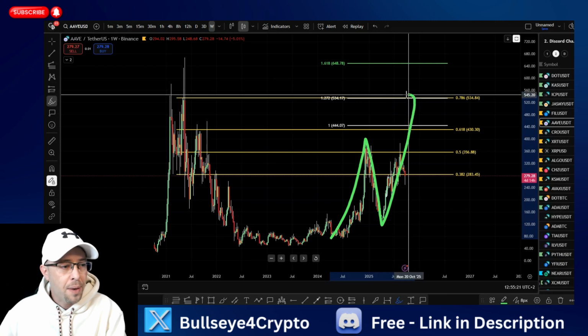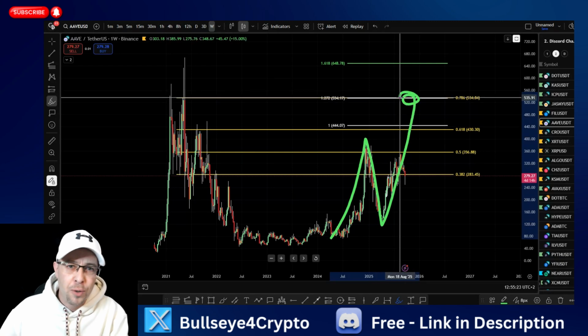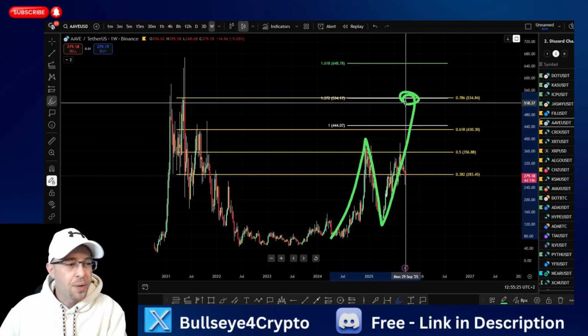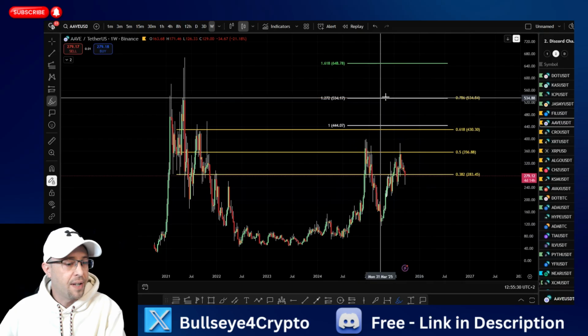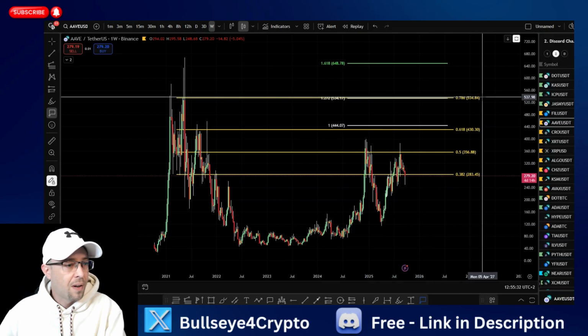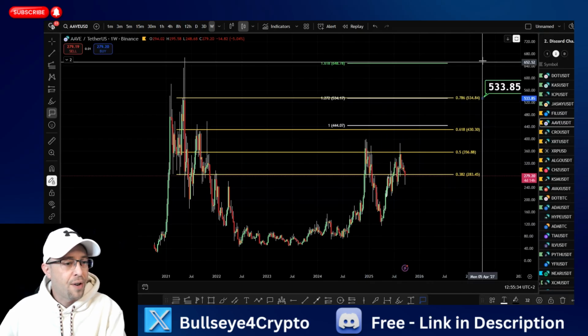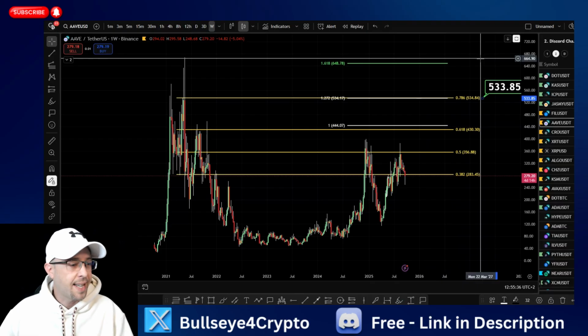We were looking for swing 3 to be bigger than swing 1, and we're looking for swing 3 to be a 1.272 extension. So that's exactly why we use the extensions, and that's given us a price of 533.85. That's going to be a key sticking point.